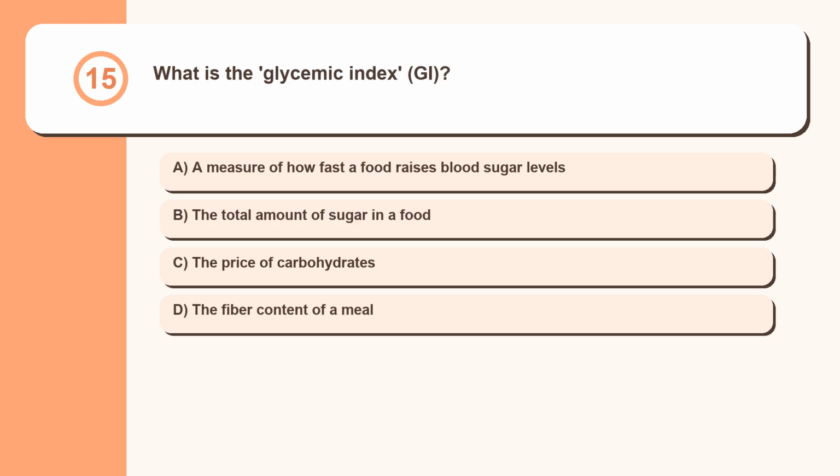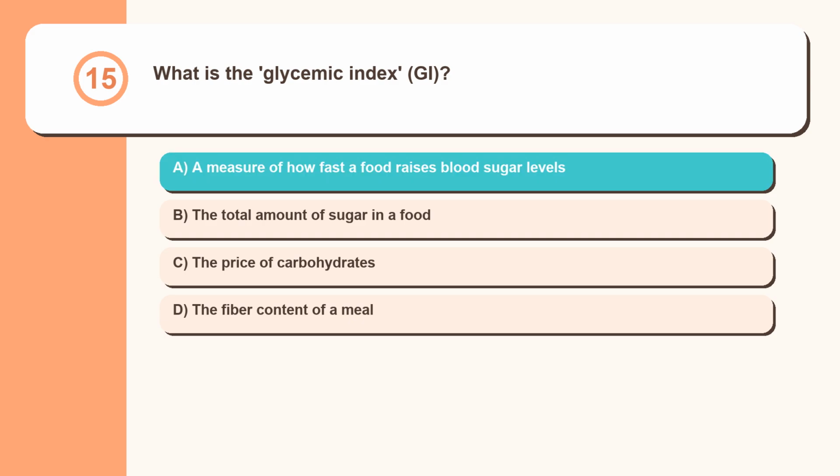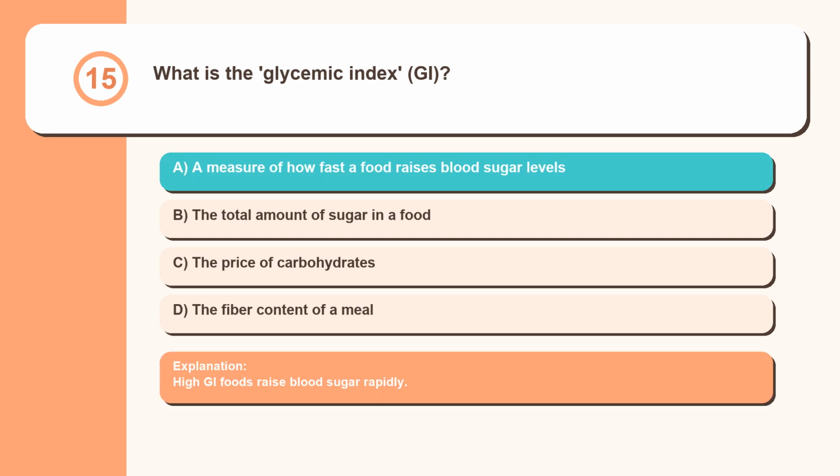Question 15. What is the glycemic index, GI? A measure of how fast a food raises blood sugar levels. The total amount of sugar in a food. The price of carbohydrates. The fiber content of a meal. High GI foods raise blood sugar rapidly.